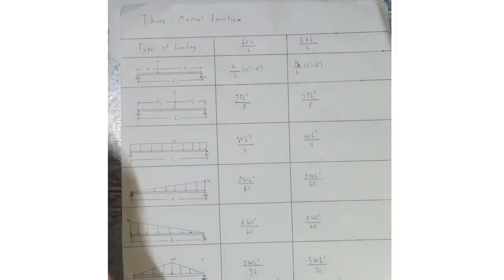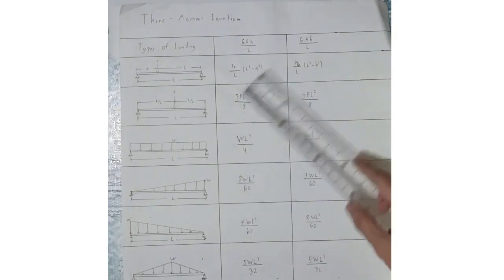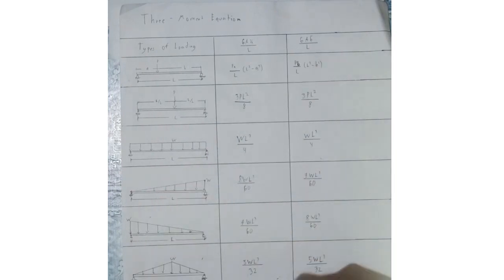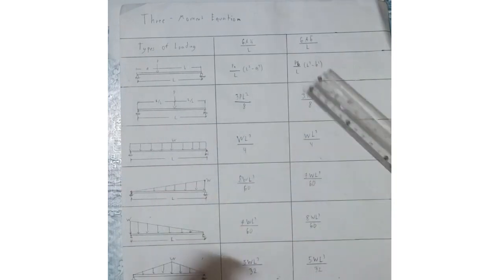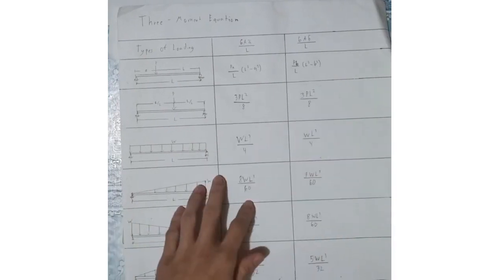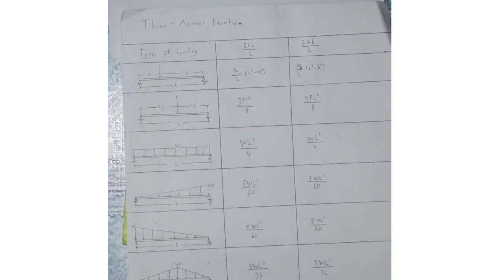So, factors for the three-moment equation. The table below lists the value of 6a a bar over L and 6a b bar over L for different types of loading. So for the point load P, 6a a bar over L is PA over L times L squared minus A squared.